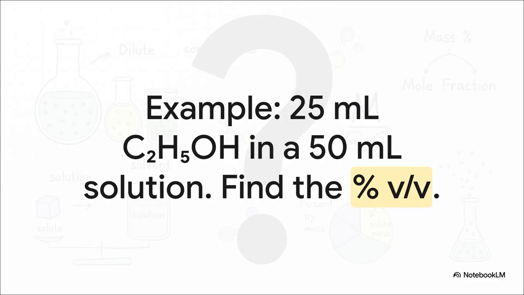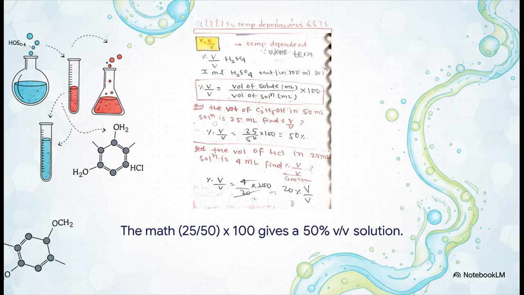So let's do a quick example. Let's say we mix 25 milliliters of ethanol, the alcohol in alcoholic drinks, and our final solution has a total volume of 50 milliliters. What's our percent volume by volume? You can probably do this one in your head, right? 25 divided by 50 is 0.5, or 1/2. Multiply by 100, and you get a 50% volume by volume solution. And yeah, that would be a very, very strong mixed drink.